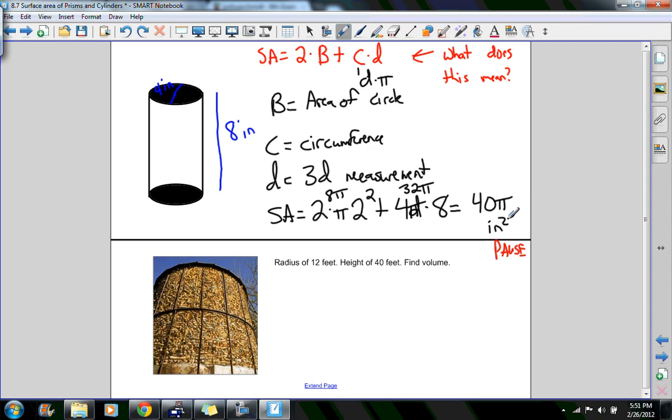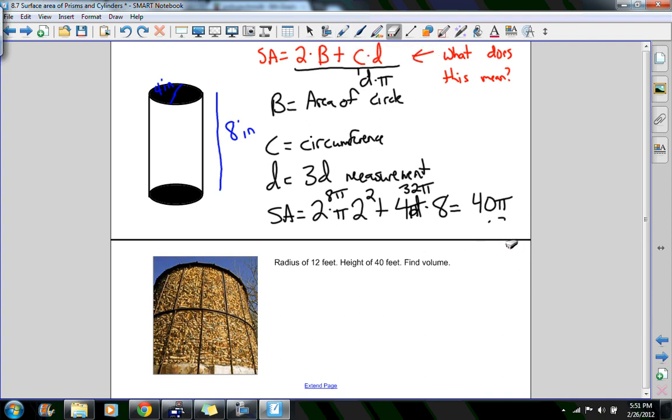Okay? I want you to try this on your own down here, but I need you to focus on this formula. 2 times the area of the circle plus the circumference times the height, or that 3D measurement. Okay? Try it, and if you can't do it, I'll show you how I did it.